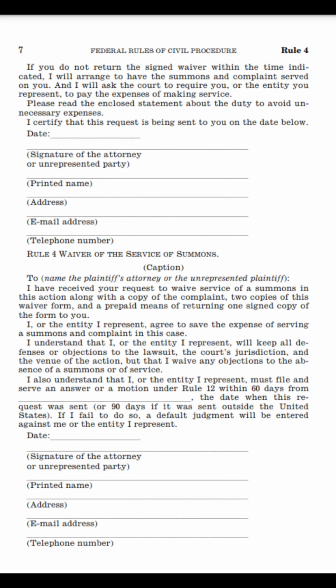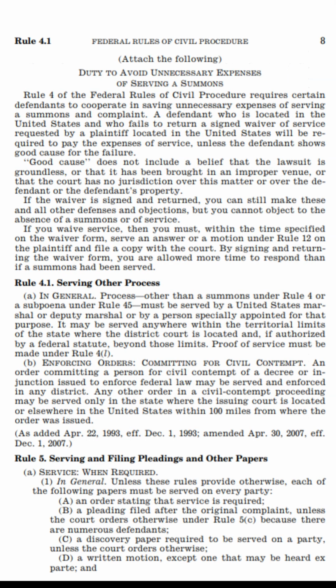Date. Signature of the attorney, or unrepresented party. Printed name. Address. Email address. Telephone number. Attach the following. Duty to avoid unnecessary expenses of serving a summons. Rule 4 of the Federal Rules of Civil Procedure requires certain defendants to cooperate in saving unnecessary expenses of serving a summons and complaint. A defendant who is located in the United States and who fails to return a signed waiver of service requested by a plaintiff located in the United States will be required to pay the expenses of service, unless the defendant shows good cause for the failure.